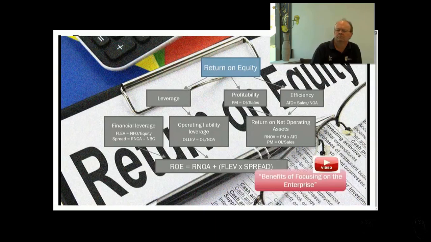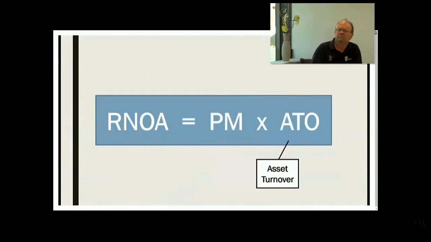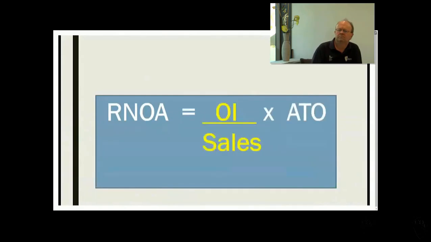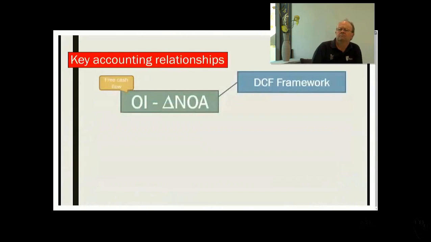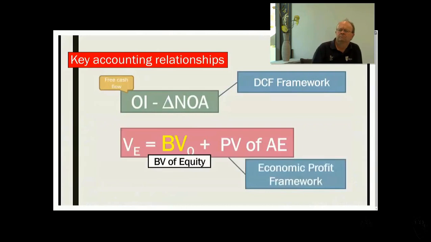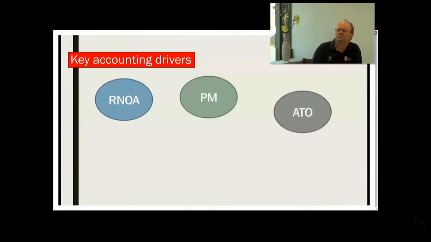See the video Benefits of Focusing on the Enterprise. This means we can focus on return on net operating assets and on its drivers of profit margin and asset turnover, and in turn on the drivers of profit margin, operating income and sales, and asset turnover, sales and net operating assets. We know free cash flow equals operating income minus change in net operating assets. And we know that economic profit is driven by the book value of equity, as well as by the present value of abnormal earnings. Key accounting drivers of our firms that we can focus on are return on net operating assets, profit margin, asset turnover, sales and sales growth, and net operating assets.